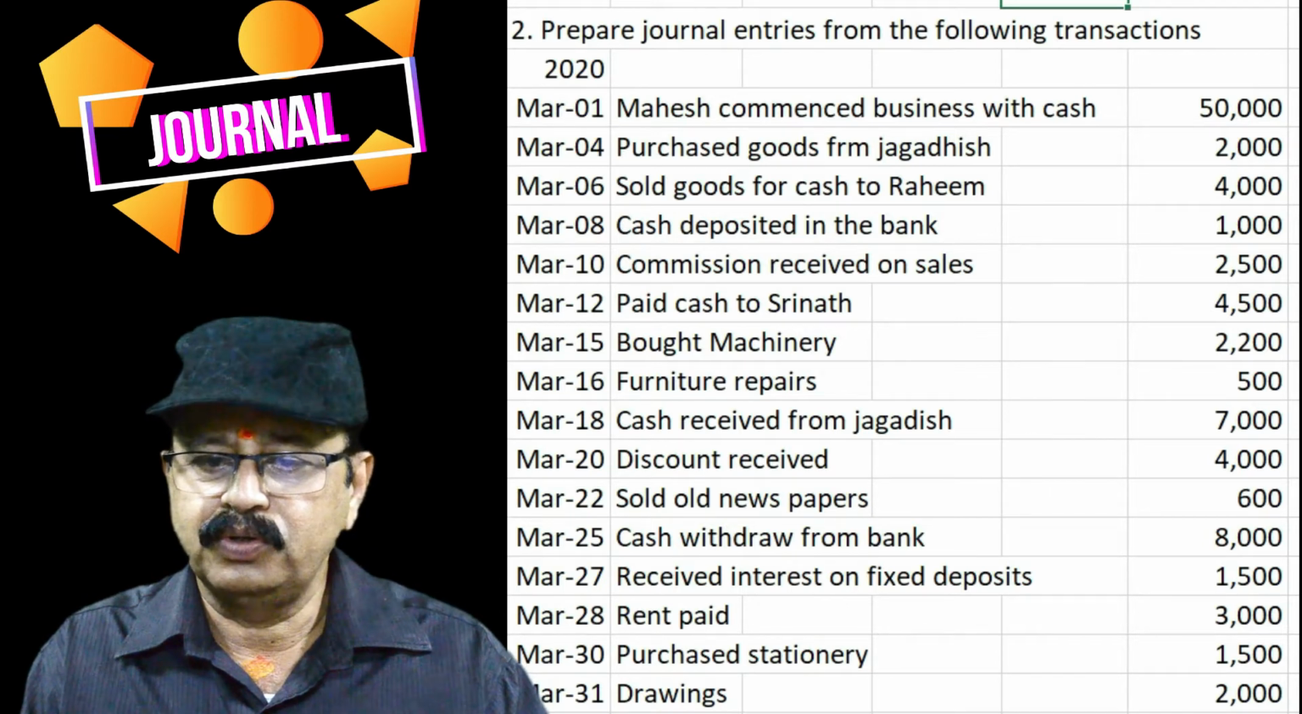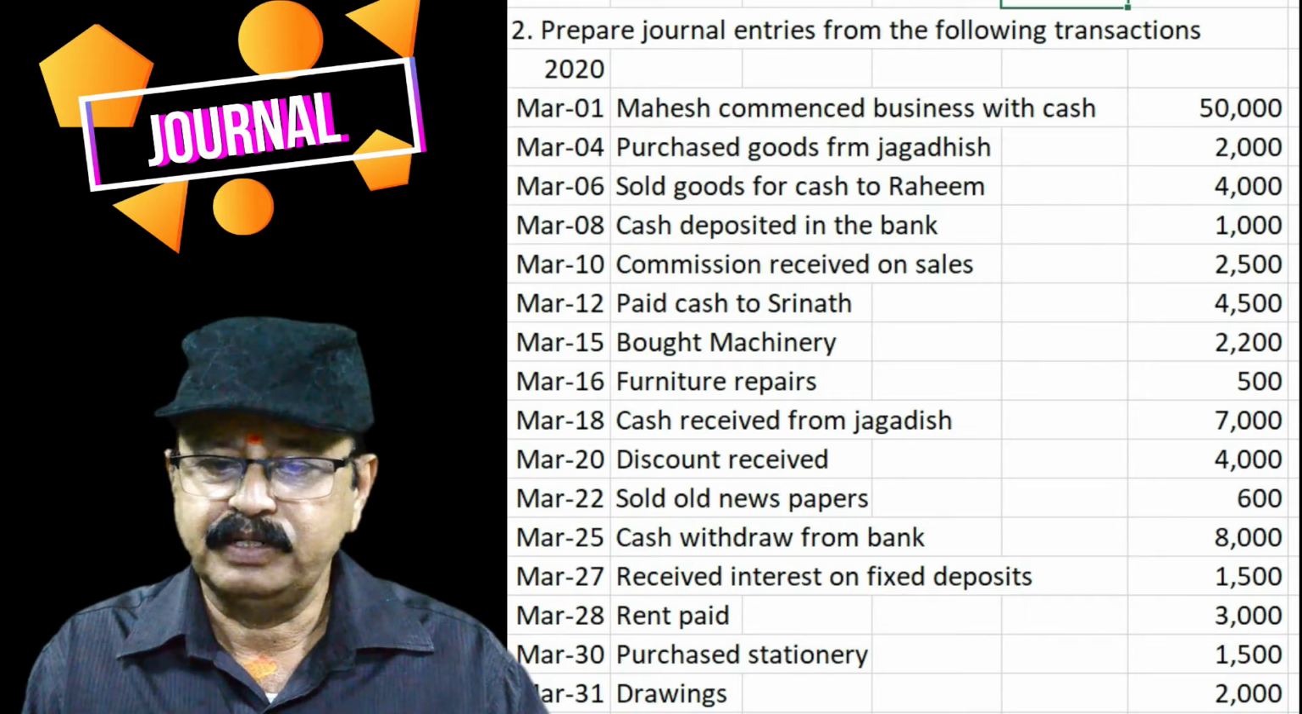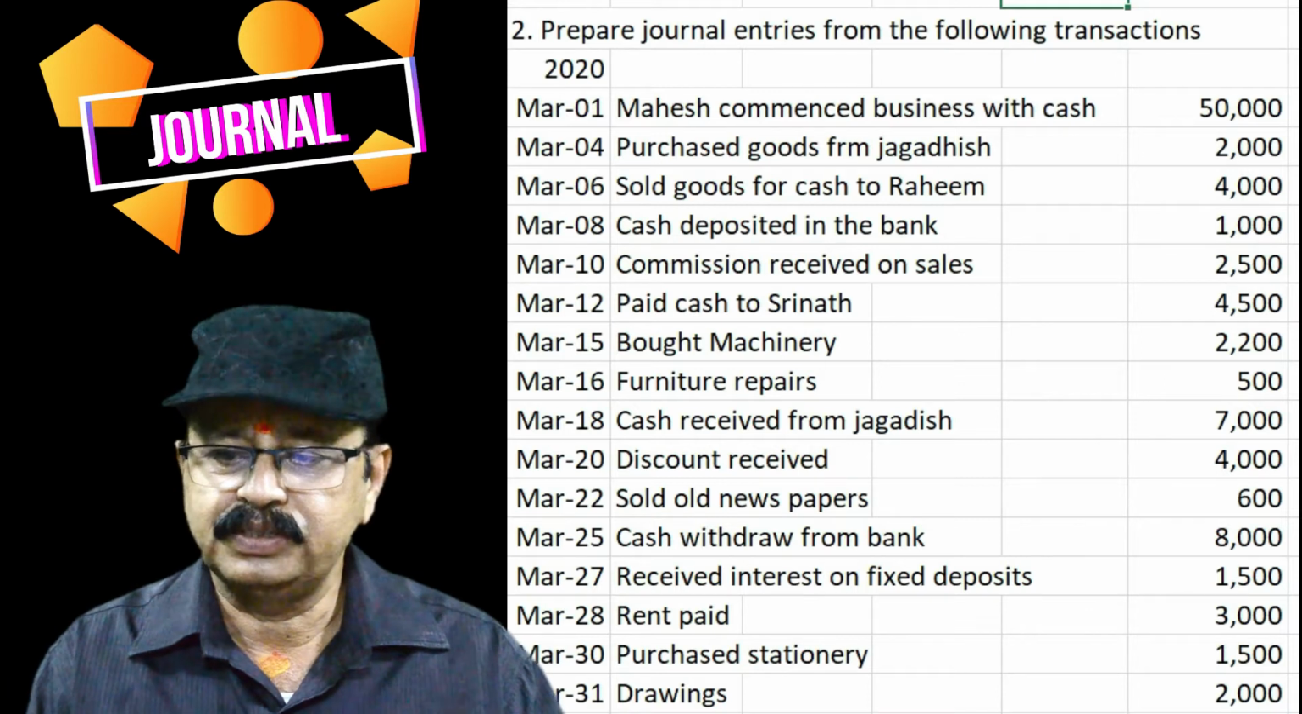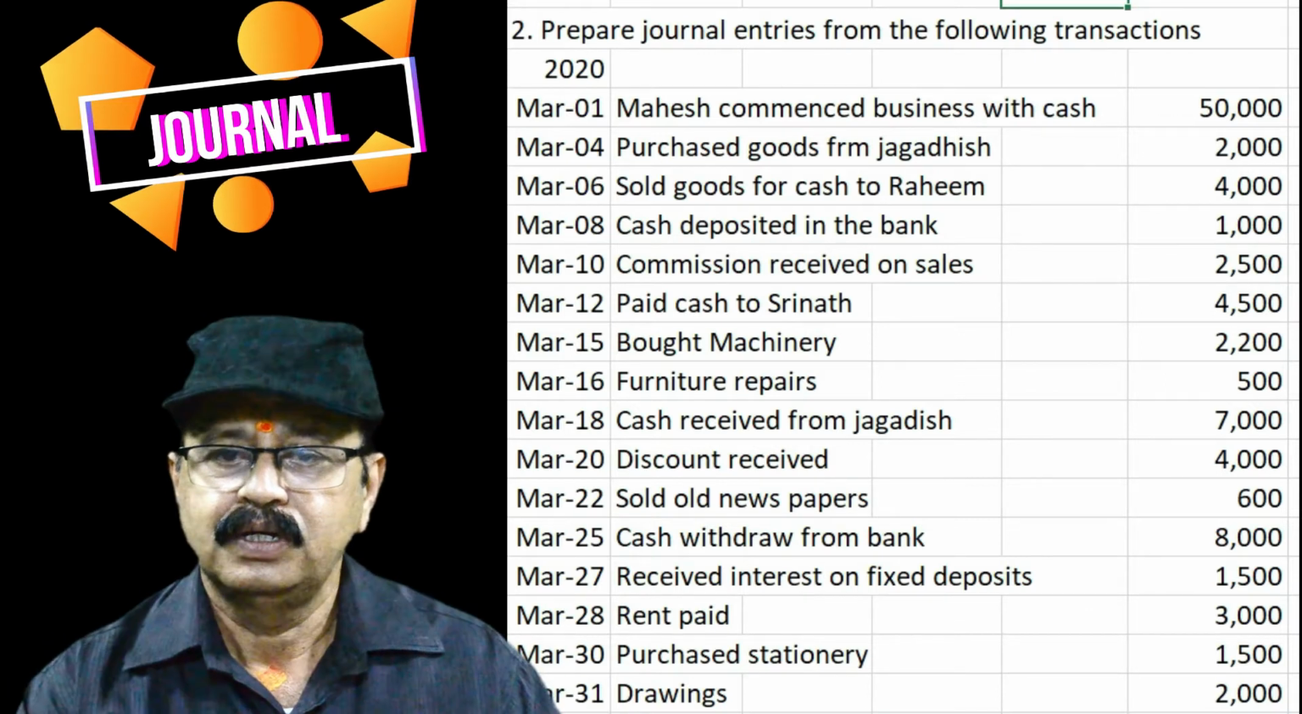22nd, sold old newspaper 600. March 25th, cash withdrawn from bank 8,000. March 27th, received interest on fixed deposits 1,500. March 28th, rent paid 3,000. March 30th, purchased stationery 1,500. March 31st, drawings 2,000. So this is the question.